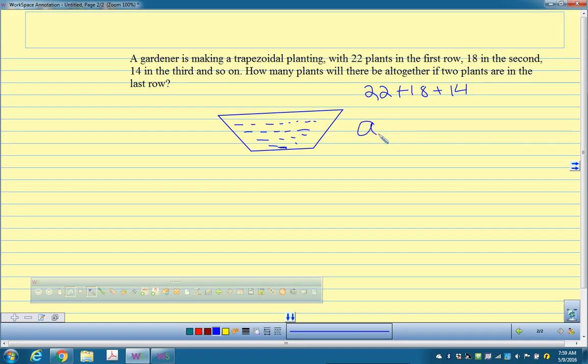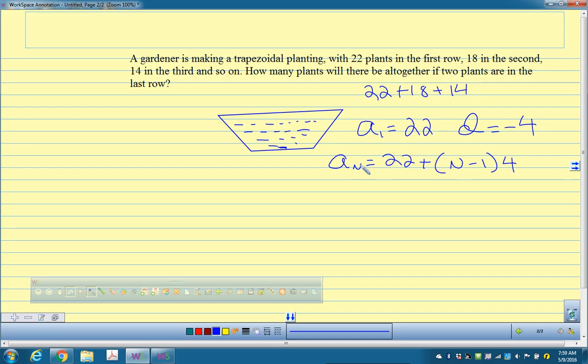What's a sub 1 in this case? 22. What's d in this case? Negative 4. Very good. Okay. So now I have the formula a sub n is equal to 22 plus n minus 1 times negative 4. But in this case, you know what the last term is, but you need to find n, right? How many plants will there be if 2 plants are in the last row? So you don't know what n is, but you need to figure out what n is.